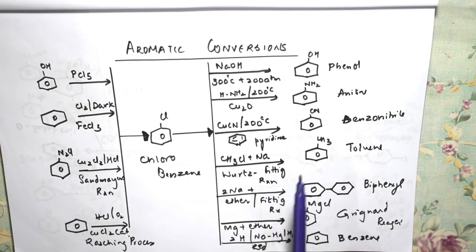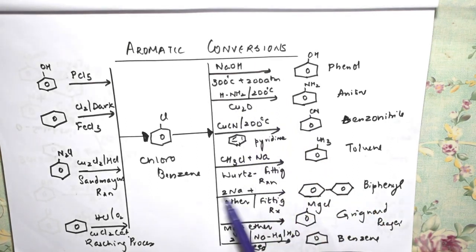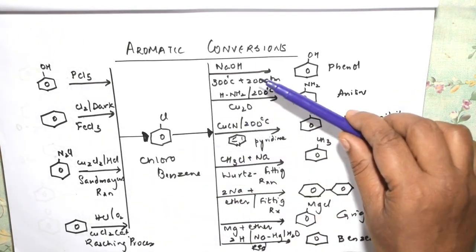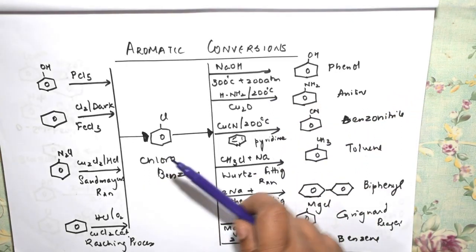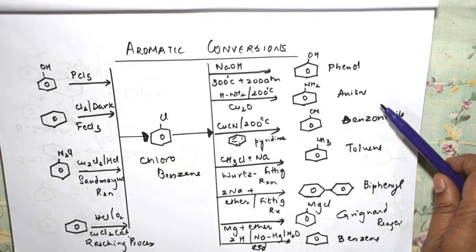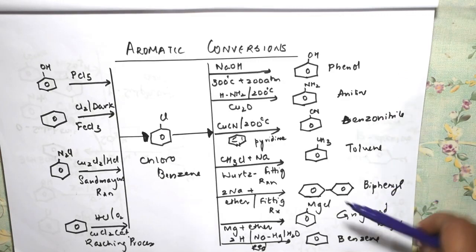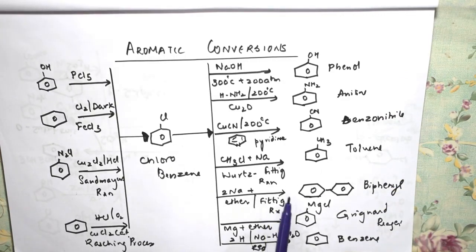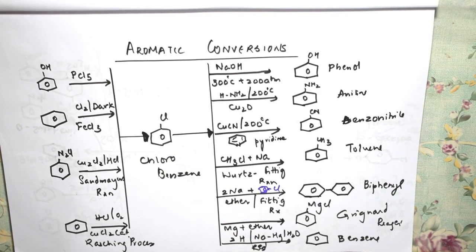Next comes your aromatic conversion, students. So first I have taken chlorobenzene, where all the reagents along with the temperatures I have mentioned here. You're able to see all the reagents, temperature. So how chlorobenzene is converted to phenol, how chlorobenzene is converted to aniline, benzonitrile, toluene, biphenyl, using the Fittig reaction, because 2 aromatic rings combine, isn't it? Right? So here what will happen? 1 chlorobenzene is there. I'm going to introduce one more chlorobenzene here so that you get biphenyl.